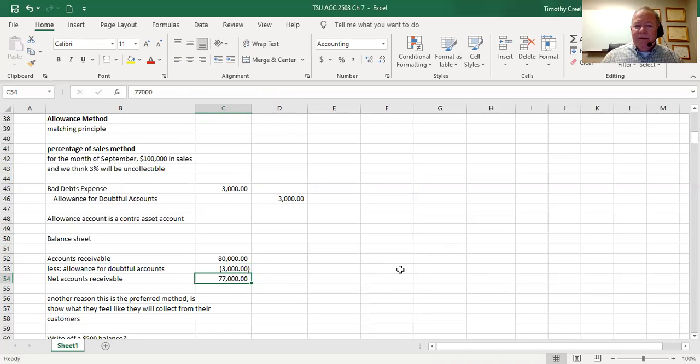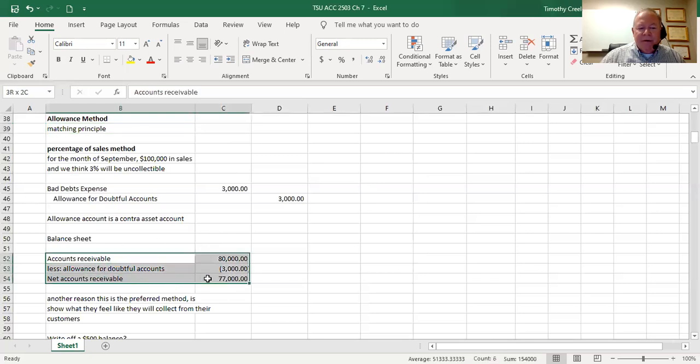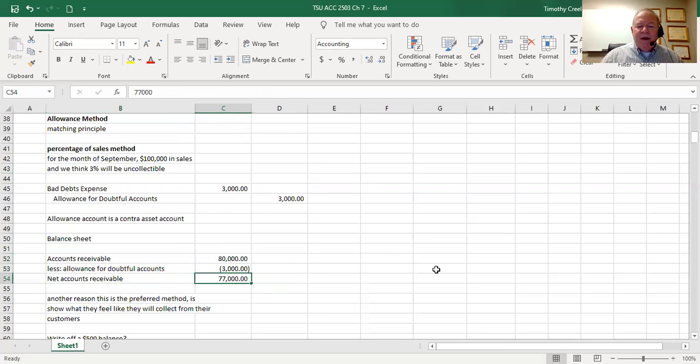Now, again, remember earlier I said the allowance method was a better method, and one of the reasons was the matching principle, that it matched revenues and related expenses in the same period. And another reason I said is that it allows companies to show accounts receivable on their books, not just in total, but based on what they feel like they're actually going to collect. This is how that would look. The net accounts receivable in this example, the 77,000, is what the company feels like they are actually going to collect. So again, a better way to show accounts receivable on the balance sheet.